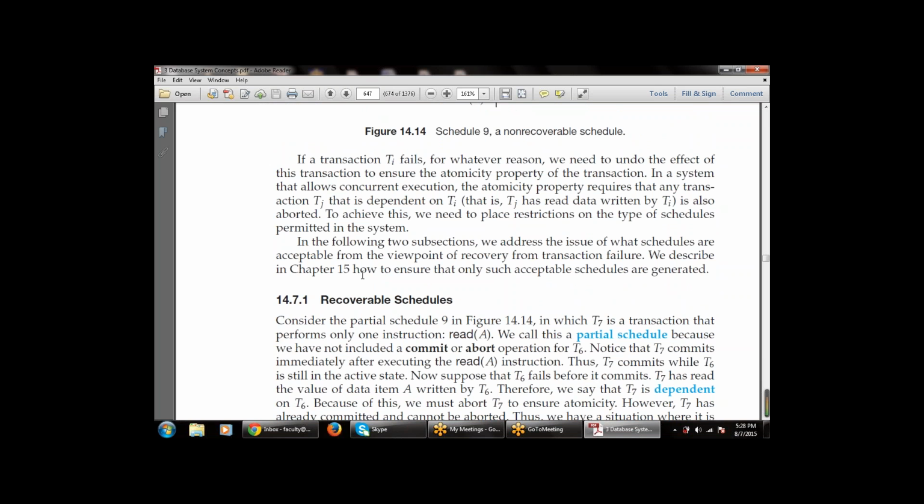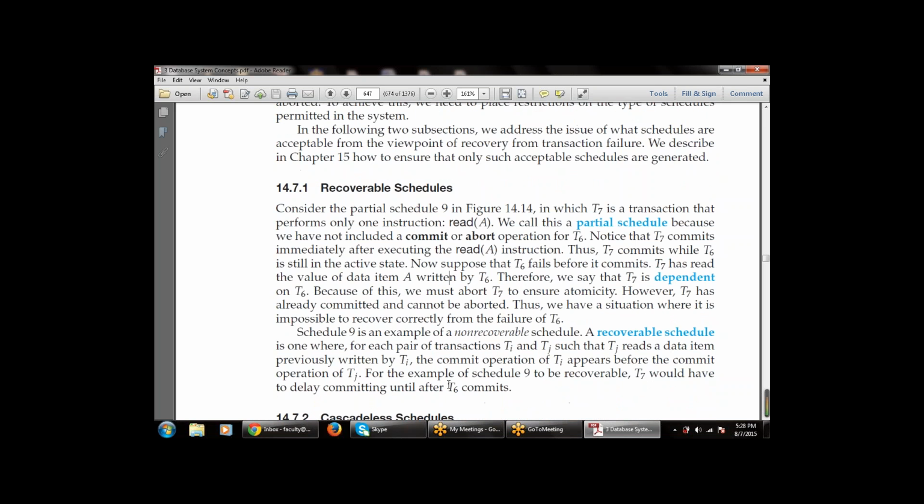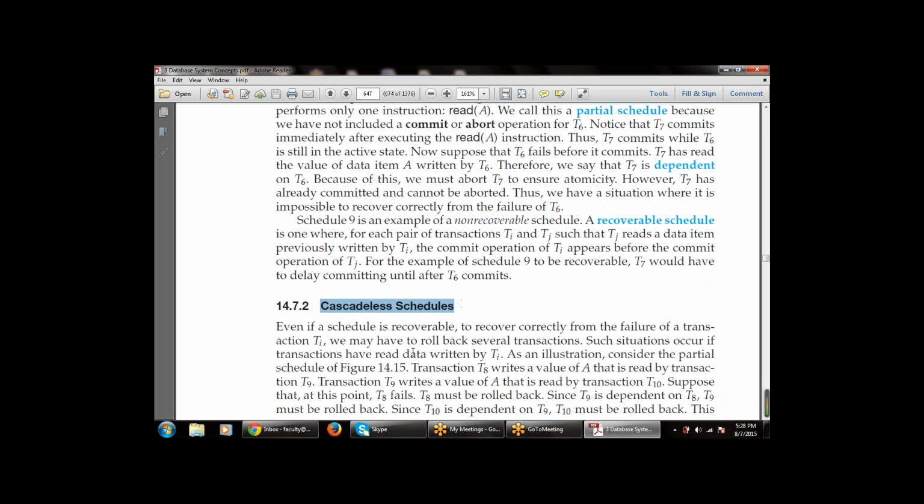First is the recoverable schedule. In this we are also using a partial schedule that does not include a commit or abort for transaction T6. Then there is the cascadeless schedule: if the schedule is recoverable, to recover correctly from the failure of a transaction we may have to roll back other transactions. That kind of schedule is known as a cascading schedule, and the schedules that avoid it are cascadeless schedules.